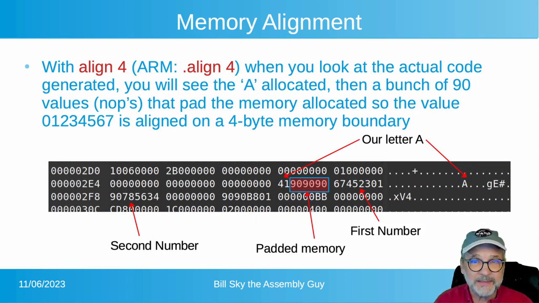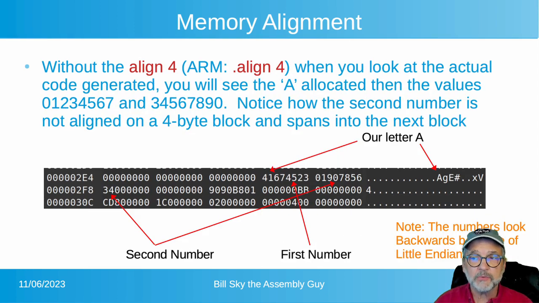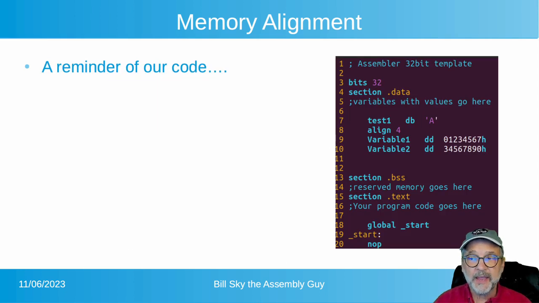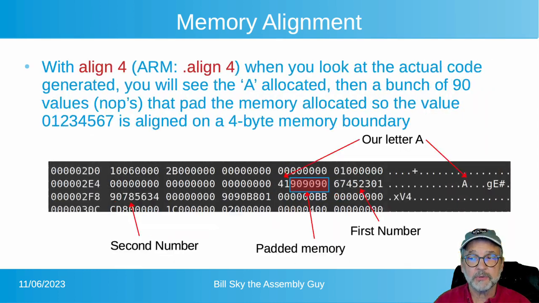Now here it is with the align. So this one right here was without the align, and this one right here is with the align. If you remember our code, we have the letter A, align 4, and then we have our variable 1 and variable 2. And that's what we're looking at here in memory.